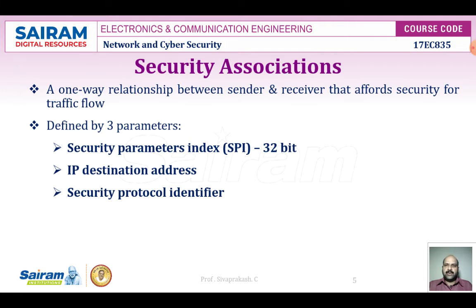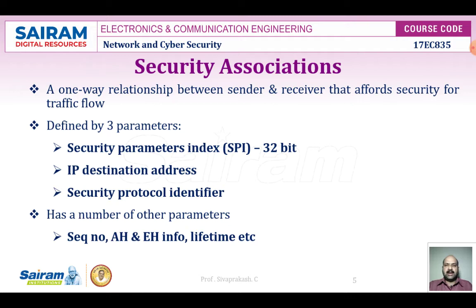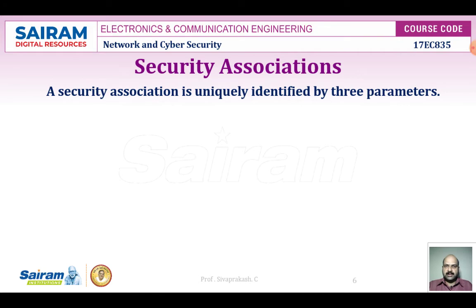A security association is uniquely identified by three parameters: security parameter index, IP destination address, and security protocol identifier. Apart from that, we have a number of other parameters such as sequence number, authentication header and encryption header information, lifetime, etc. And we have a database of security associations involved in this module of security. Let me discuss the three parameters uniquely associated with this security association in detail.